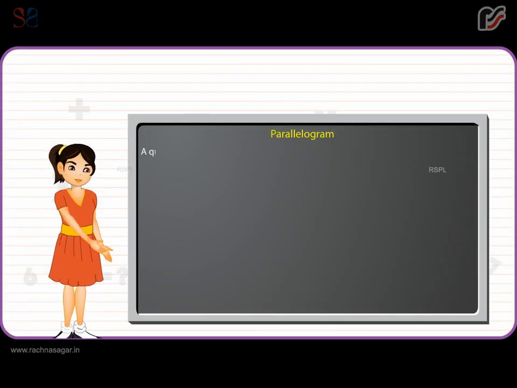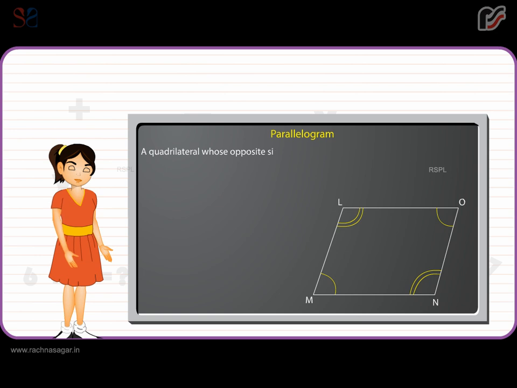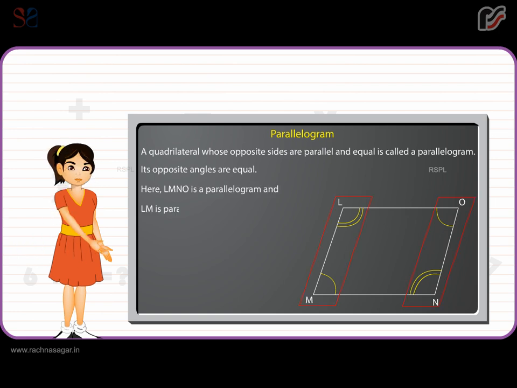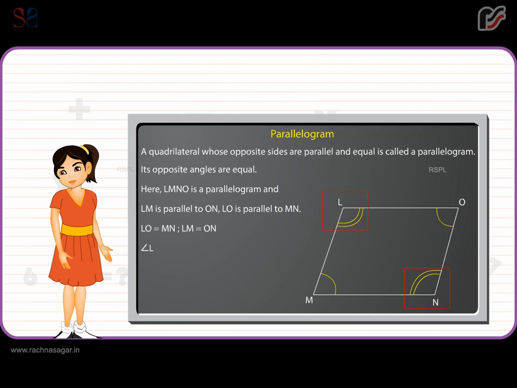Parallelogram. A quadrilateral whose opposite sides are parallel and equal is called a parallelogram. Its opposite angles are equal. Here, LMNO is a parallelogram and LM is parallel to ON, LO is parallel to MN, LO is equal to MN, LM is equal to ON. Angle L is equal to angle N, angle M is equal to angle O.